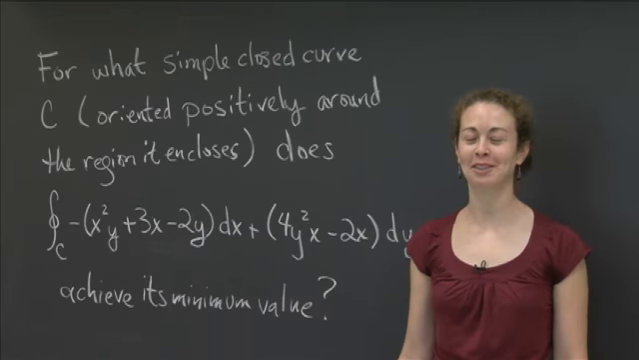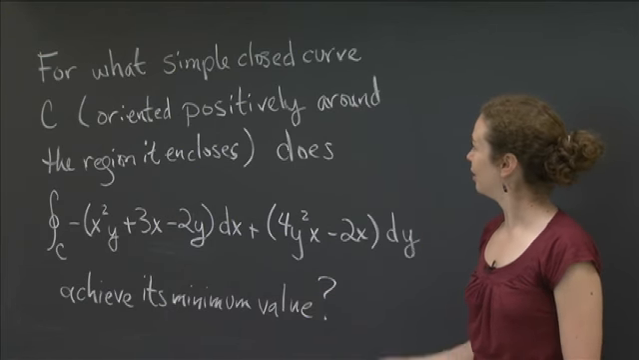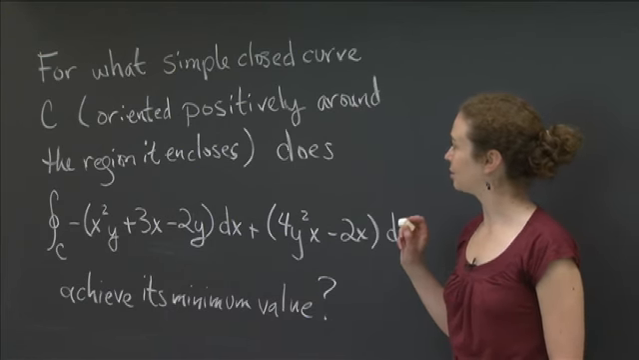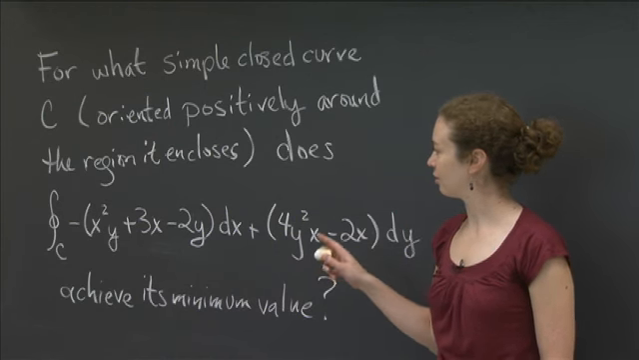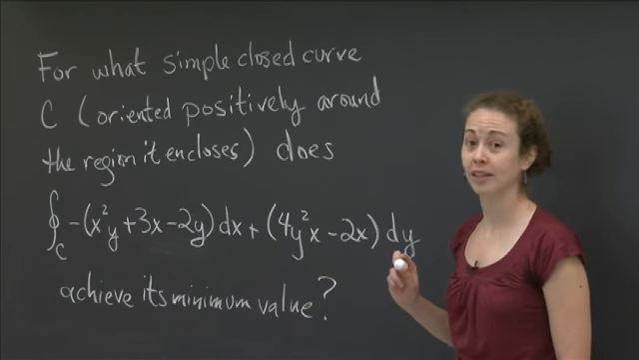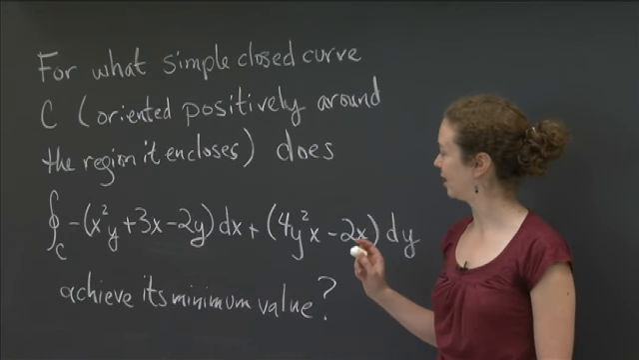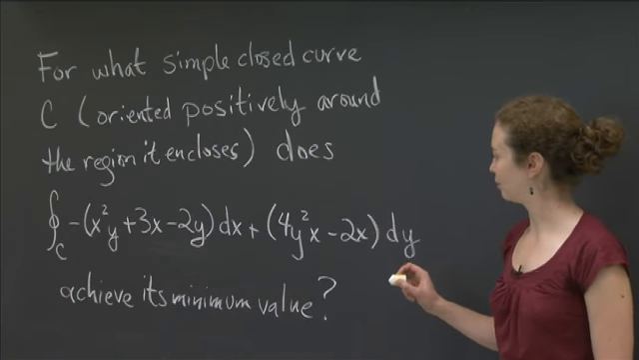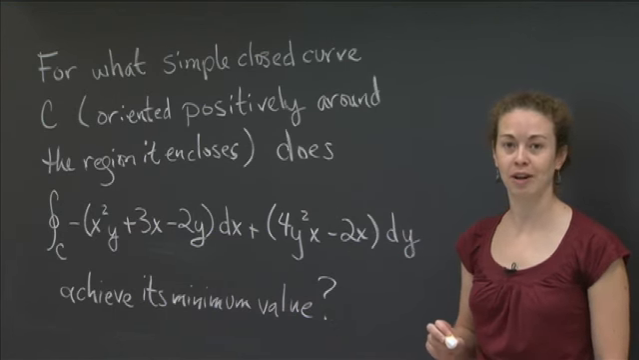Welcome back to recitation. In this video, I'd like us to consider the following problem. The question is, for what simple closed curve C, which is oriented positively around the region it encloses, does the integral over C of minus the quantity x squared y plus 3x minus 2y dx plus 4y squared x minus 2x dy achieve its minimum value?